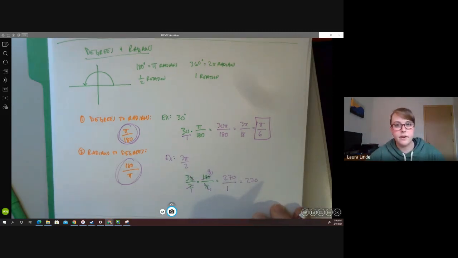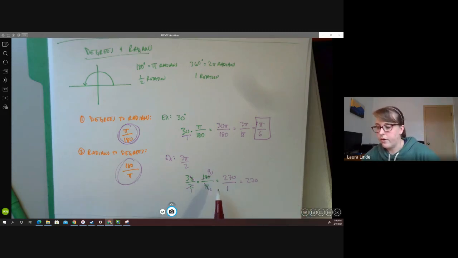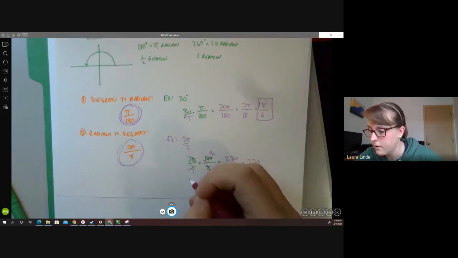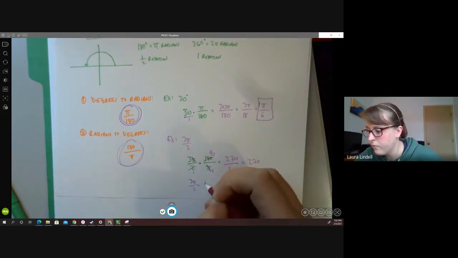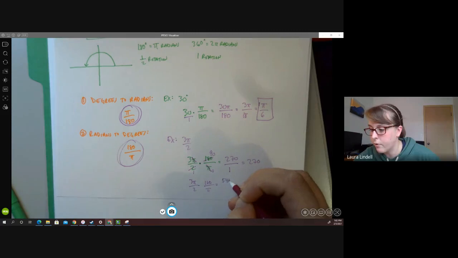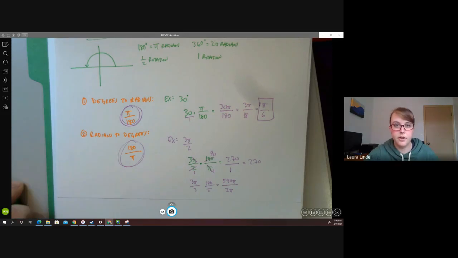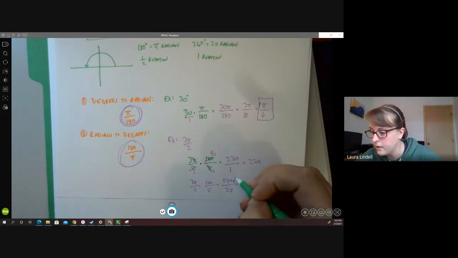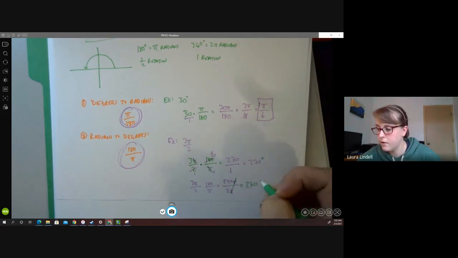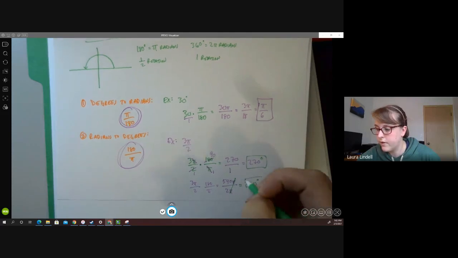Now you can do this without that initial cross-canceling. You would end up with 540 pi over 2 pi. So if we didn't cross-cancel, I'll show that down here real quick. If I multiplied 3 pi times 180, you would get 540 pi. 2 times pi, you would get 2 pi. And then you can cancel at the end if you want to. So you would get rid of the pi's, and then 540 divided by 2 is 270. Either way, we should get 270 degrees.